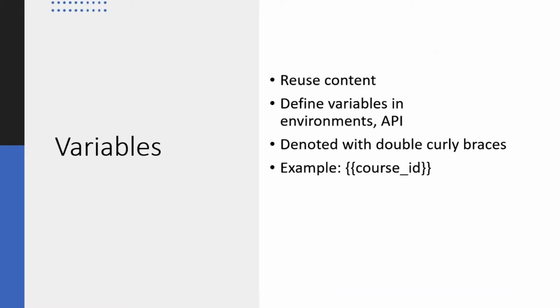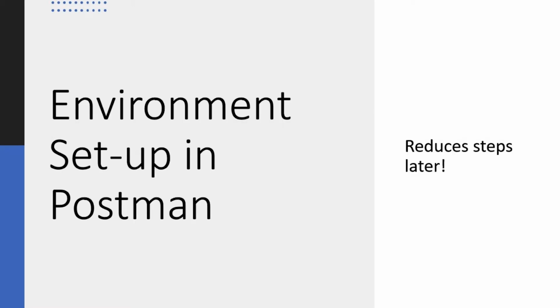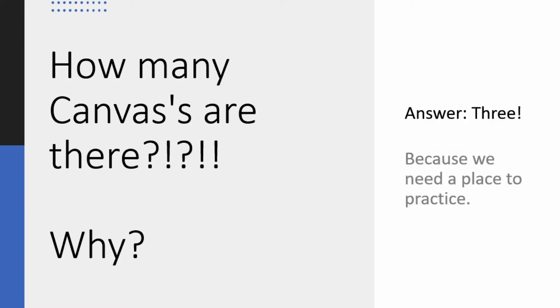During our setup, we are going to use variables. This will allow us to reuse our content. And when we're defining variables in Postman, we're going to denote them with these curly braces. On your keyboard, it should be above the brackets near the return. In addition, we will set up different environments in Postman that correspond to the different environments in Canvas.